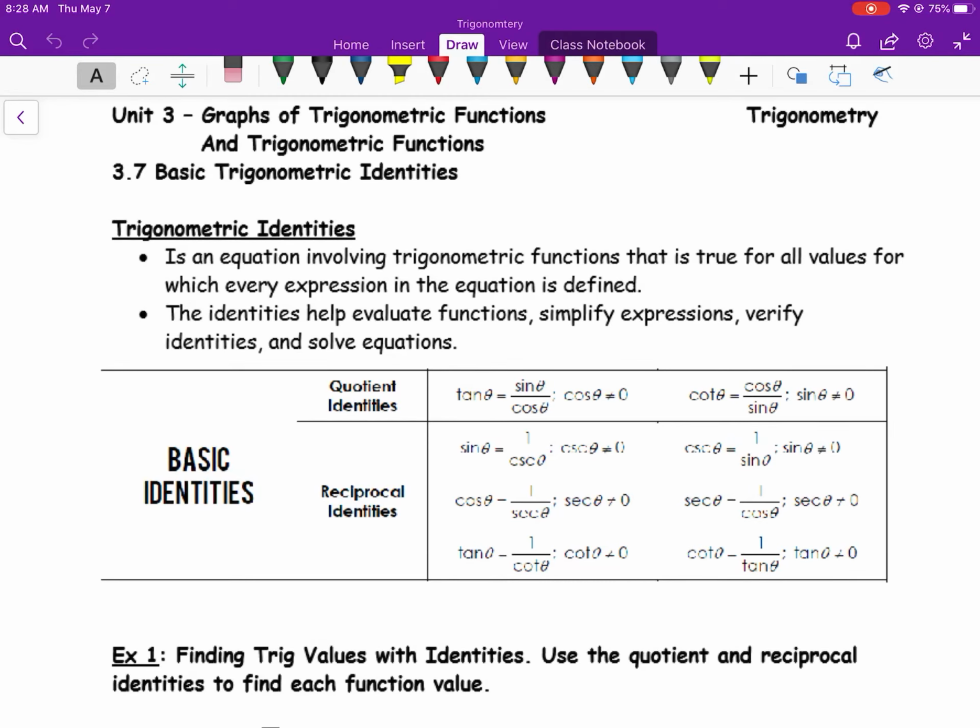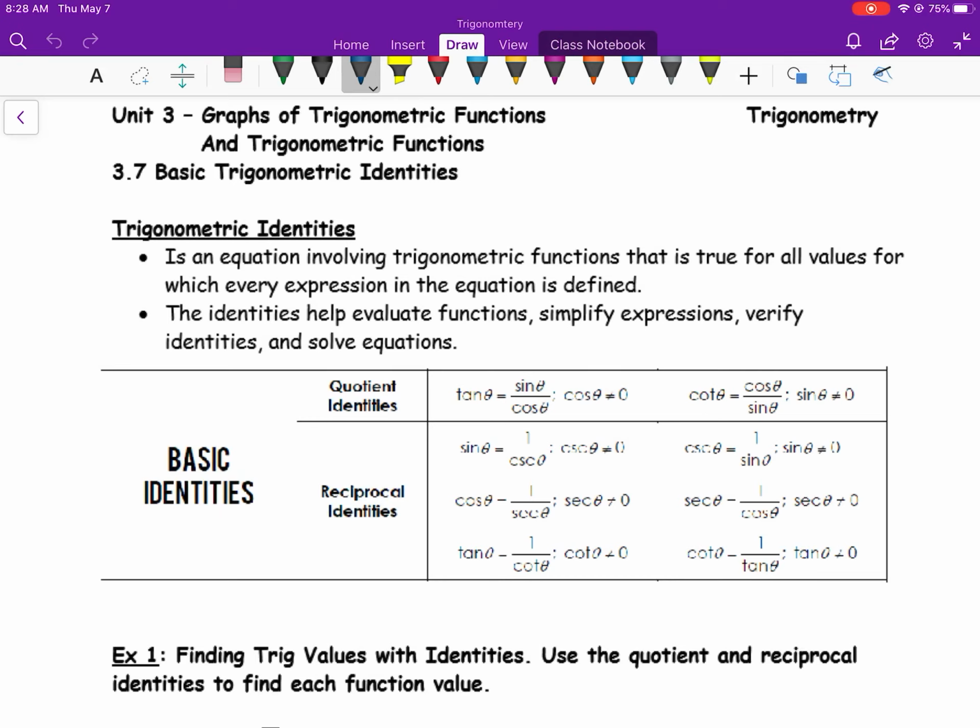Alright, good morning guys. We are going to move away from graphing and get into some algebra with these trig functions. Okay, so we have basic trigonometric identities. We did some of this earlier in the year, but we're going to have to review it a little bit.